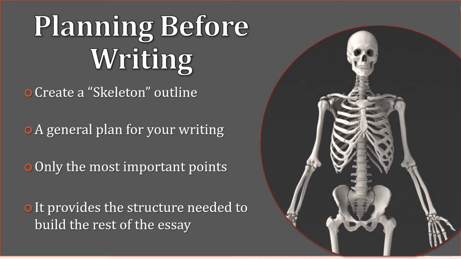Planning before writing. Now, I had touched on the point of making a skeleton outline, but to give you a little bit more information, a skeleton outline is a general plan for a piece of writing. It contains only the most important points of the essay. It is like the skeleton of the essay. It provides the structure needed to build the rest of your essay, to build the body of your information.